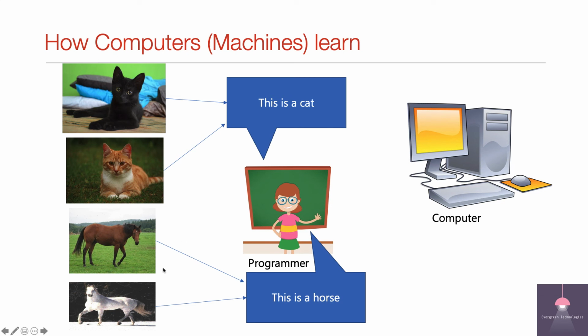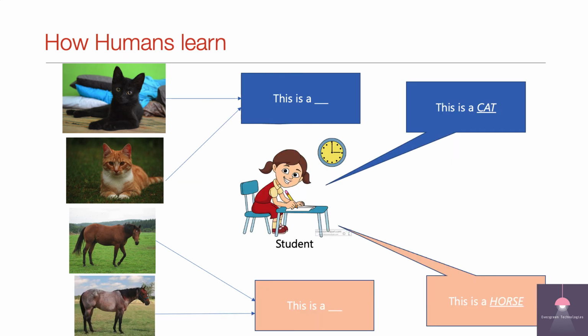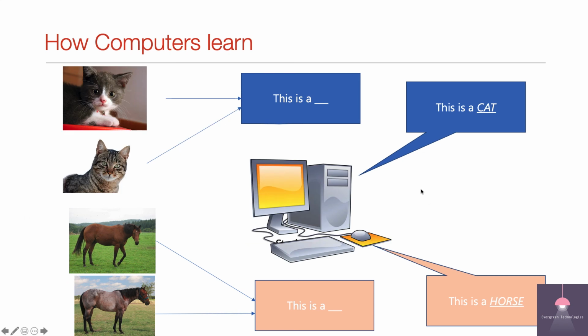So this is called a training process, where a programmer is showing a lot of pictures of animals to a computer, and the computer is the student and it learns from the pictures how a cat looks like and how a horse looks like. And this is called a training process. Now, armed with this knowledge, again, it's exam time.